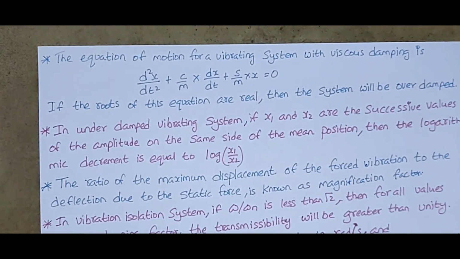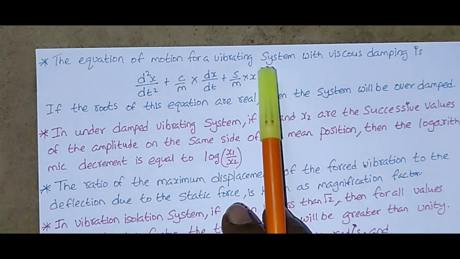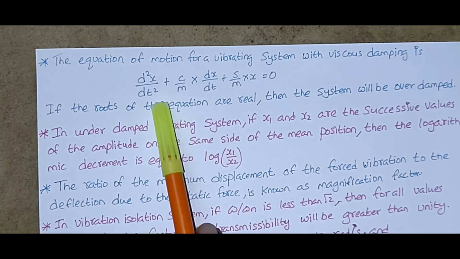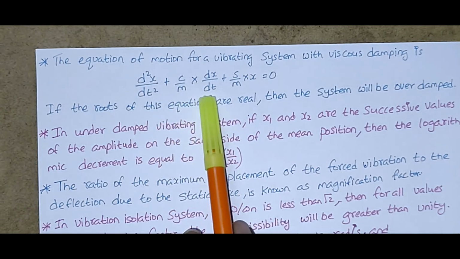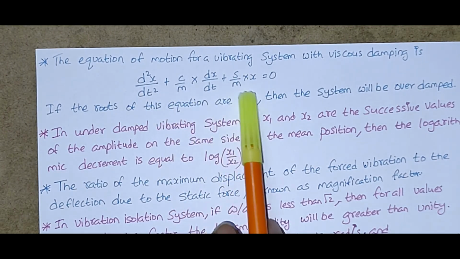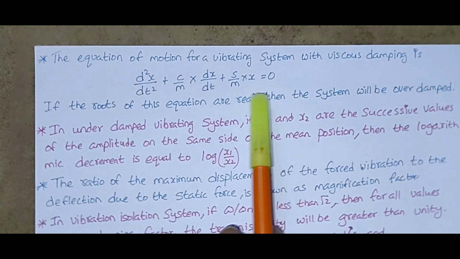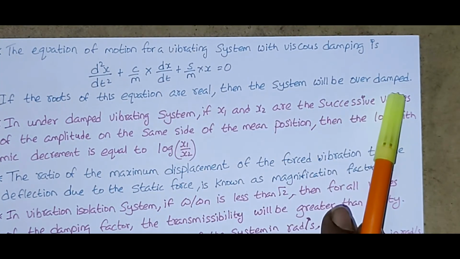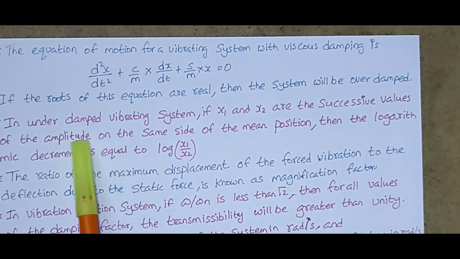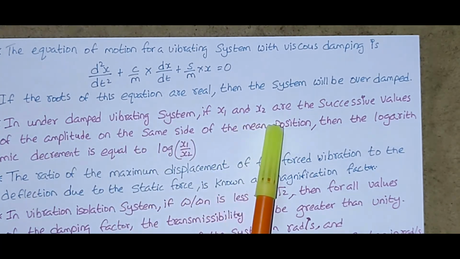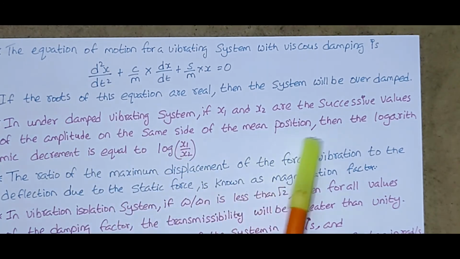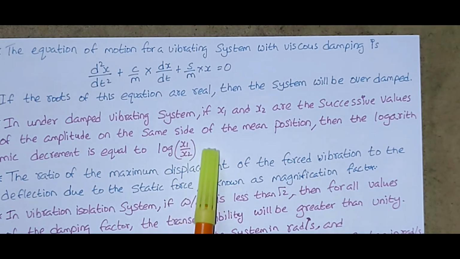Next, the equation of motion for a vibrating system with viscous damping is d square x by dt square plus (c by m) into dx by dt plus (s by m) into x is equal to 0. If the roots of this equation are real, then the system will be over damped. In an underdamped vibrating system, if x1 and x2 are the successive values of the amplitude on the same side of the mean position, then the logarithmic decrement is equal to log of x1 by x2.